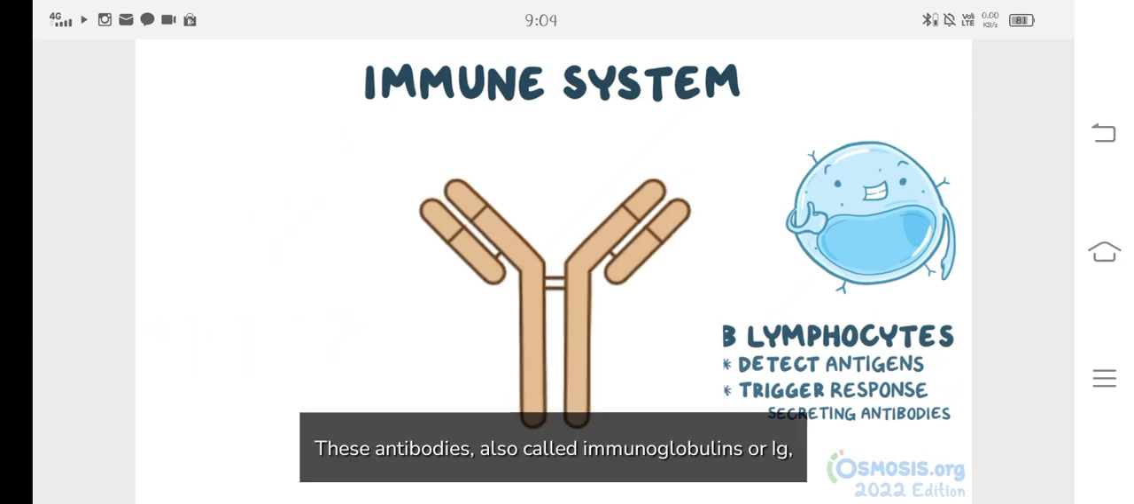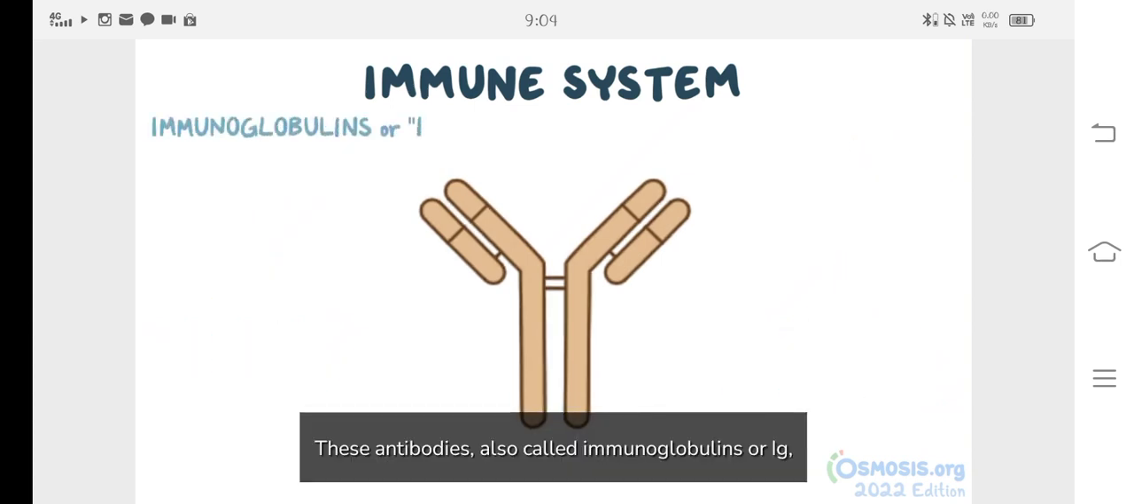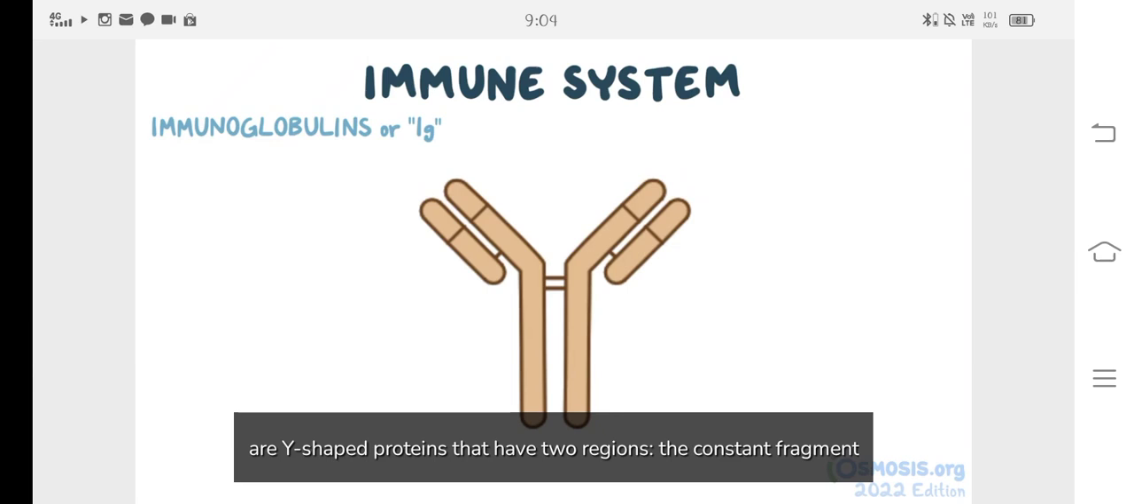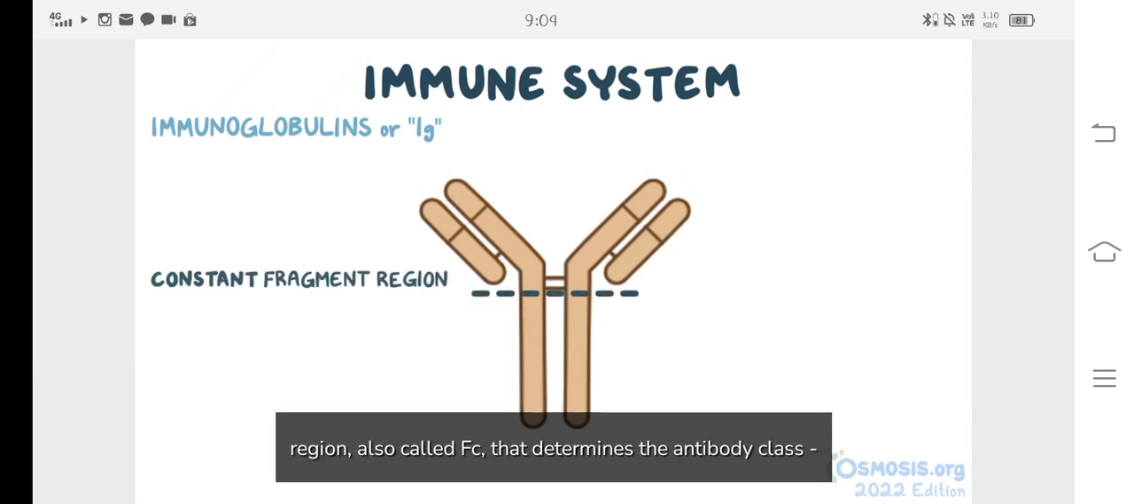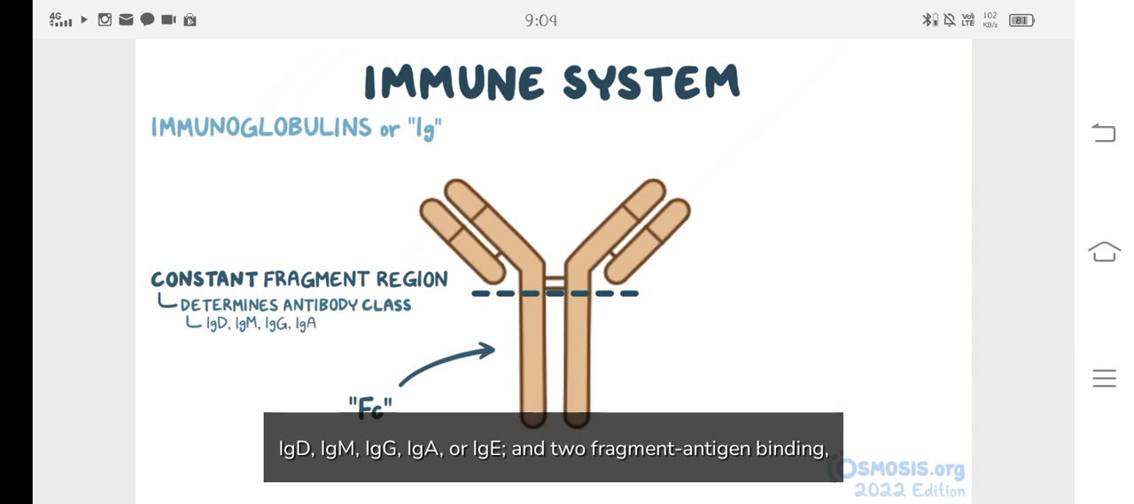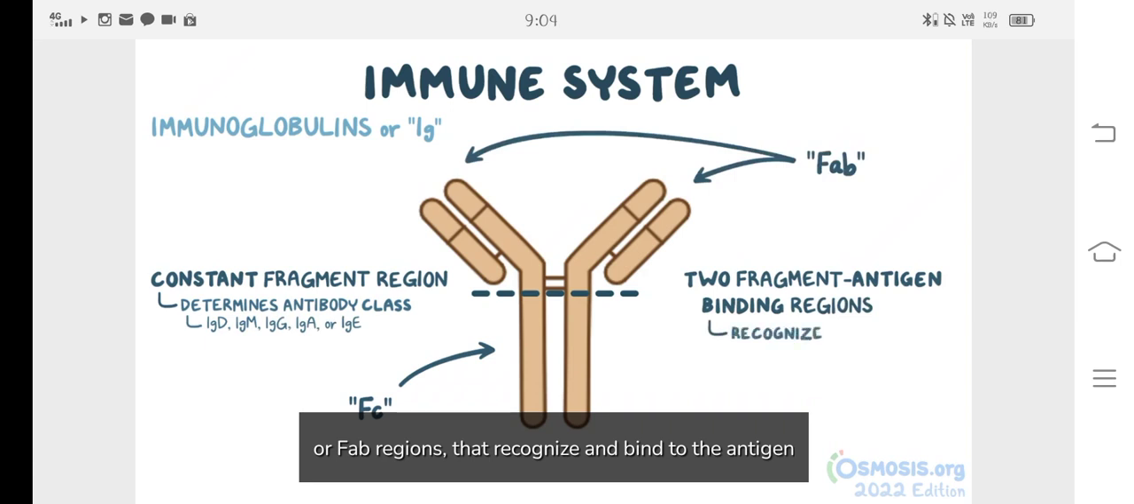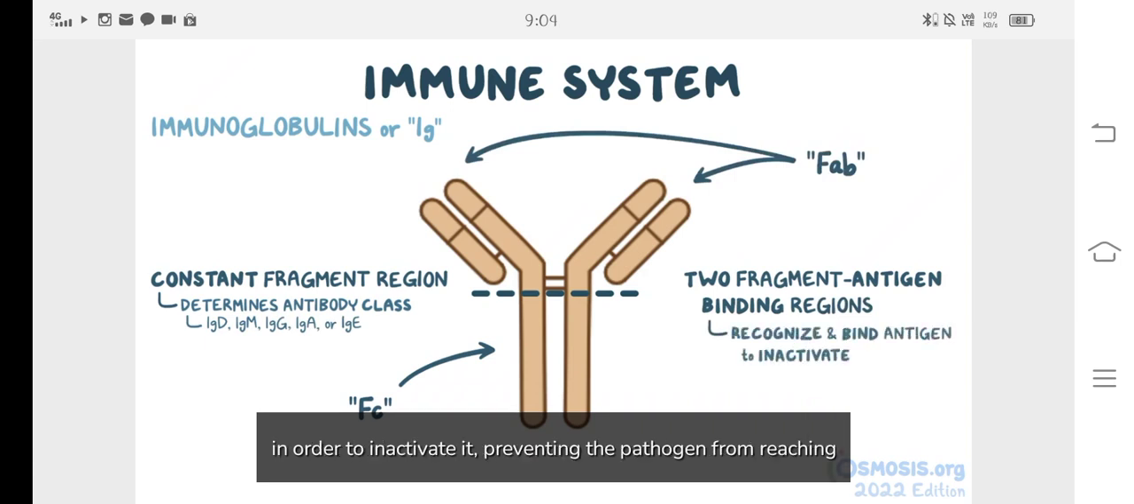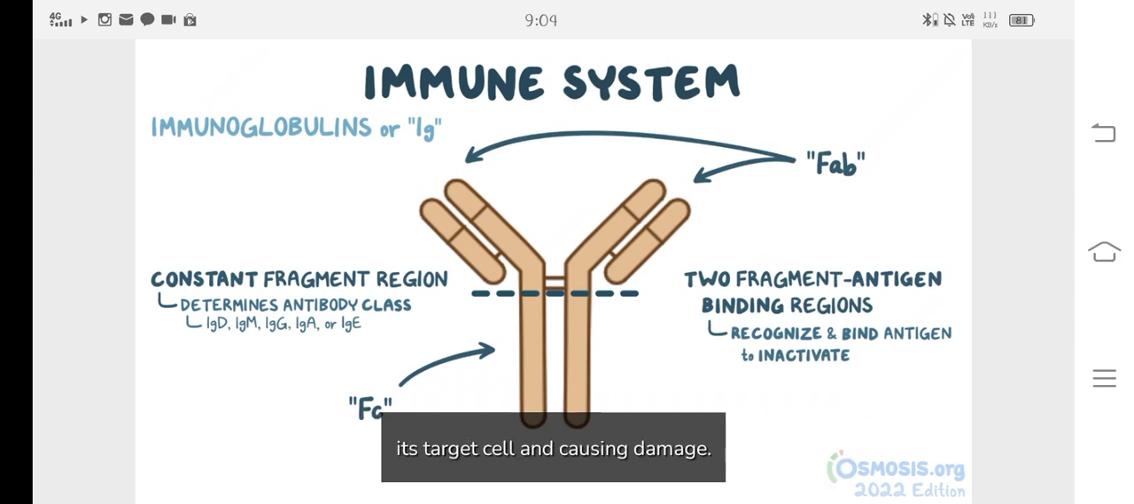These antibodies, also called immunoglobulins, or Ig, are Y-shaped proteins that have two regions. The constant fragment region, also called Fc, that determines the antibody class, IgD, IgM, IgG, IgA, or IgE, and two fragment antigen binding, or Fab regions, that recognize and bind to the antigen in order to inactivate it, preventing the pathogen from reaching its target cell and causing damage.